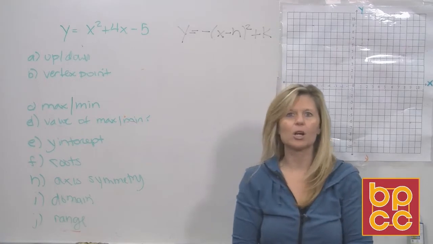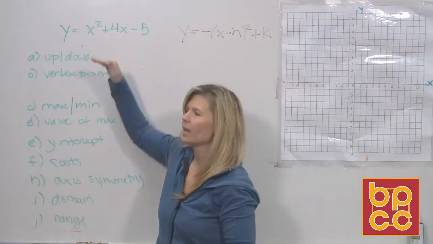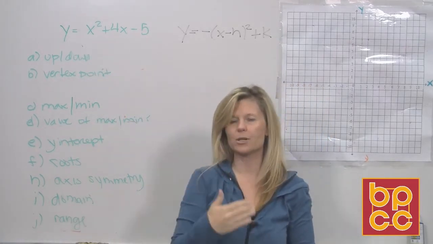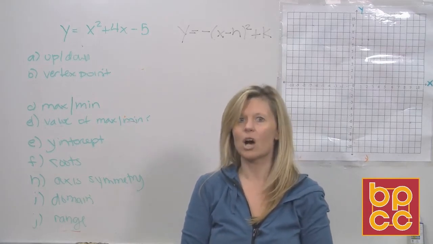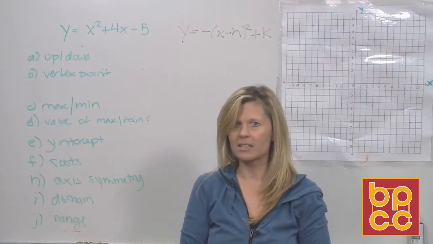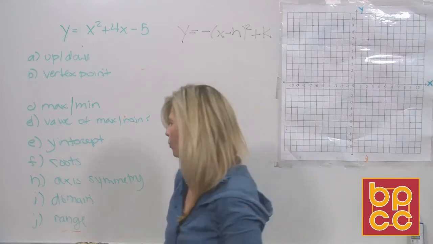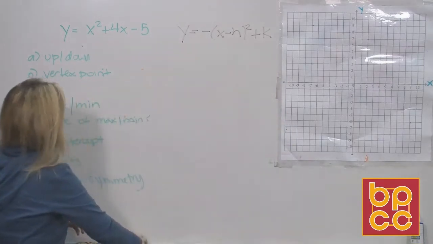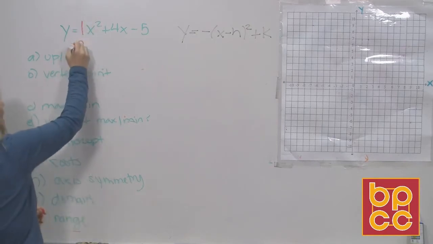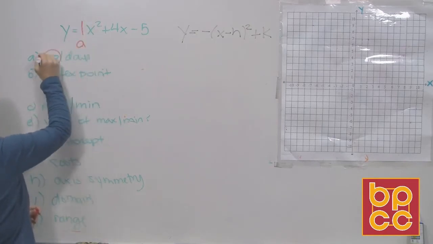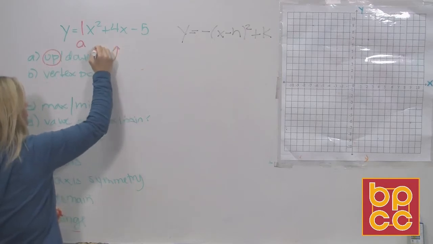Every parabola, you could look at the equation and tell me whether it's going to go up or down by giving me its a value. A is always in front of x squared connected by multiplication. So if we look at this equation, I can see my a value. It is 1. If a is 1, this parabola is guaranteed to turn up.